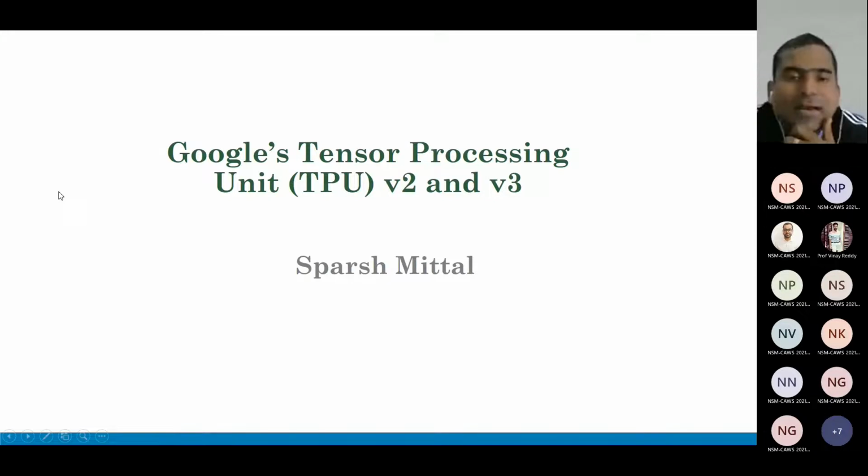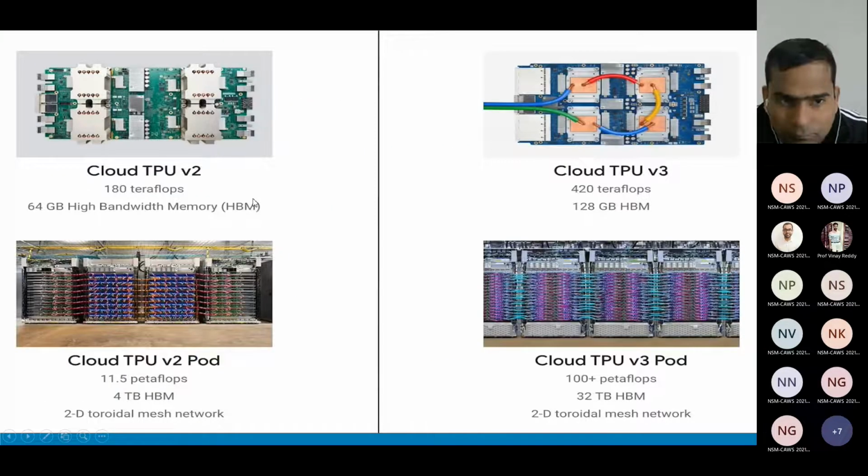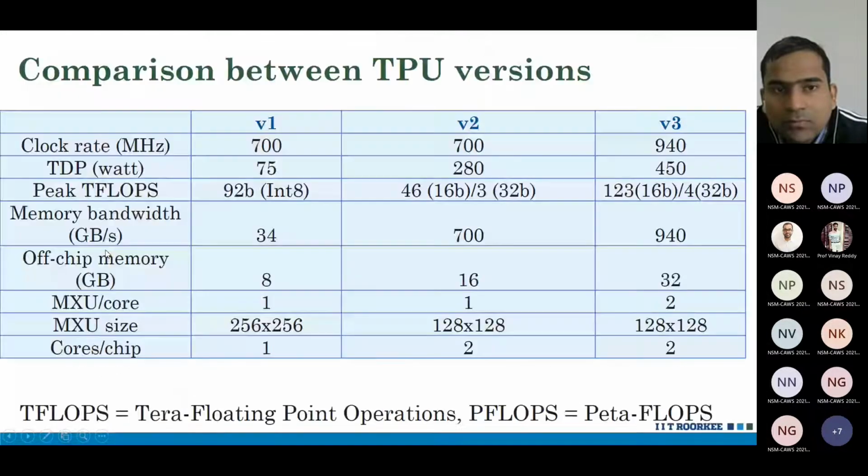Okay, now let's discuss the architecture of version 2 and version 3. Here I'm not discussing the results, but you can see the paper to get the results. So this is the figure for TPU version 2, this is the figure for TPU version 3. Here is a comparison on some parameters, and for other parameters you can see the paper.